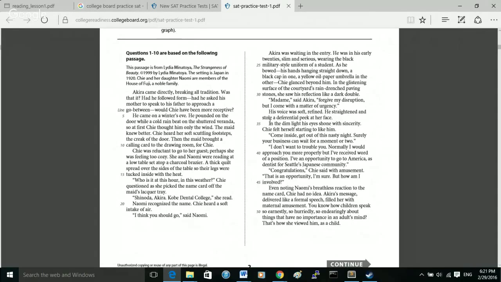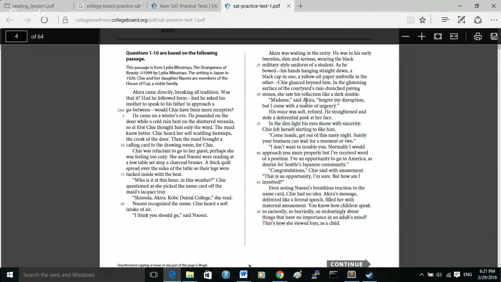We're going to keep reading until we find why he has a matter of urgency. And here he says there's a matter of urgency, so most likely later into the passage it'll say why. So we're just going to keep reading until we find it.